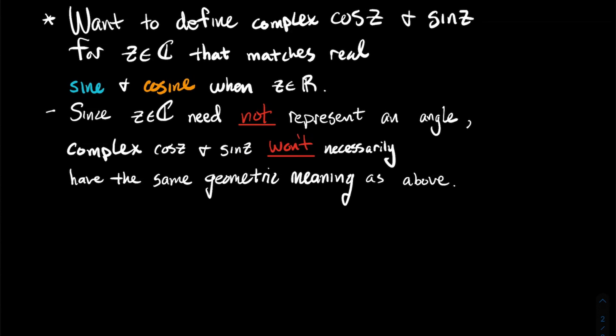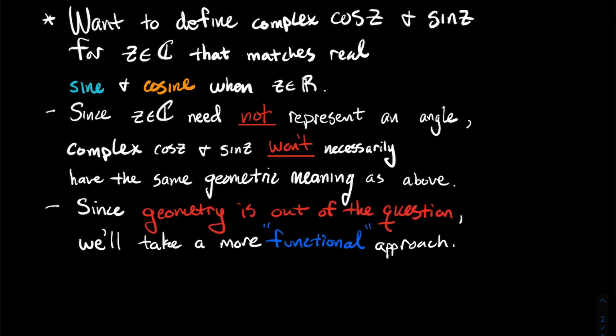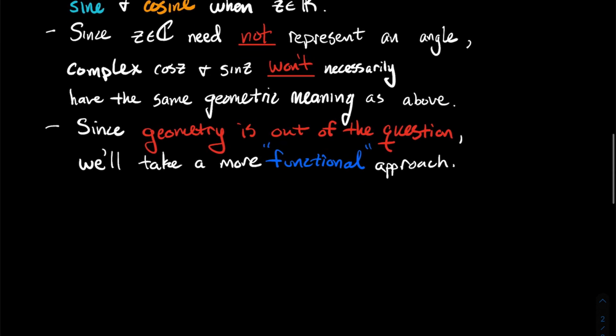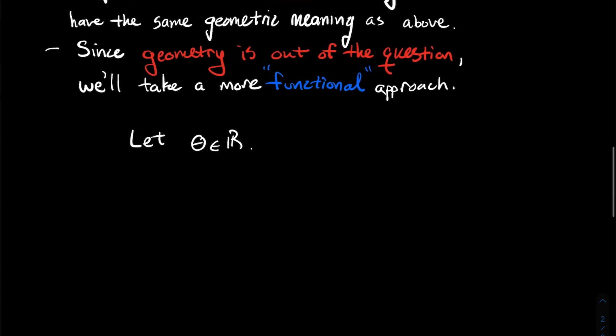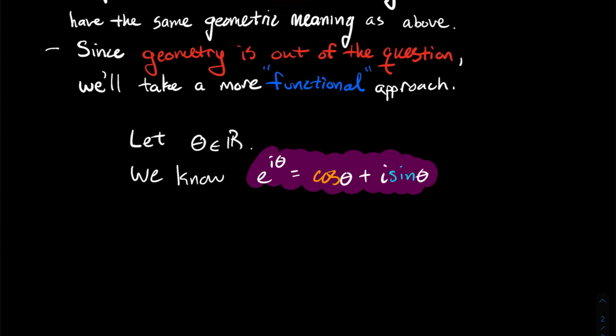So what that tells me then is that I'm not going to have the same unit circle triangle idea to help me think about what sine and cosine are. And so geometry is out of the question. So what we're going to do is take a more quote-unquote functional approach to trying to define this function. And we're going to leverage a function that we've seen before. So let θ be a real number. I know about the complex exponential.